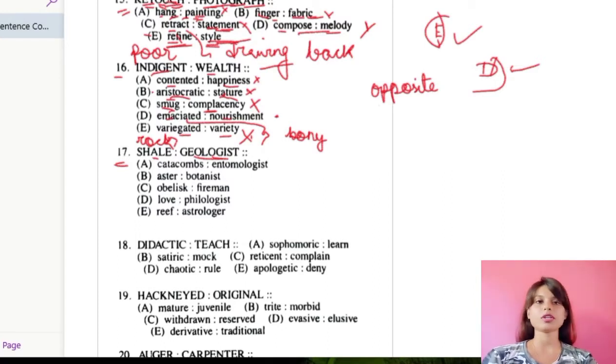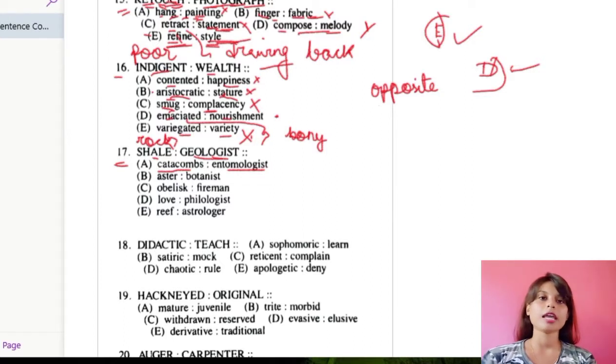And the option which will suit the best with the question provided, we will select that to be the correct option. Okay. Number A says catacombs and entomologist. Now catacombs are basically an underground cemetery. You all know what is a cemetery. It consists of a subterranean gallery with recesses for tombs, as constructed by the ancient Romans. So basically catacombs are related to Roman civilization, and you can say these are underground cemeteries where tombs are kept.